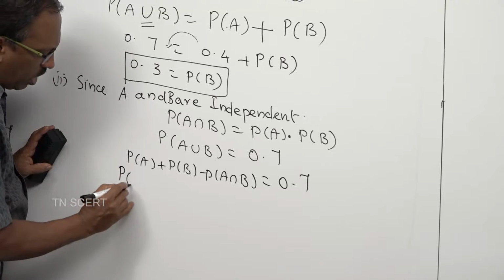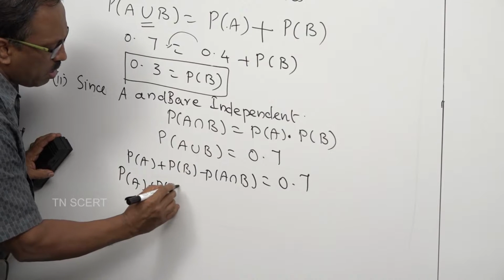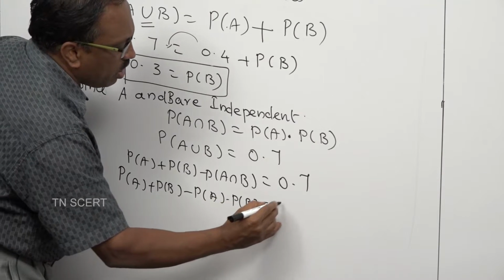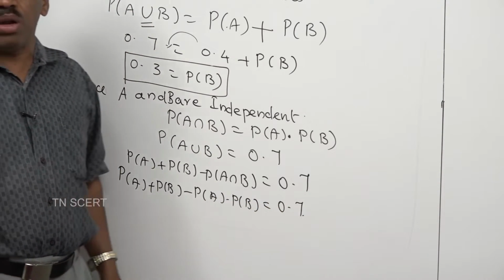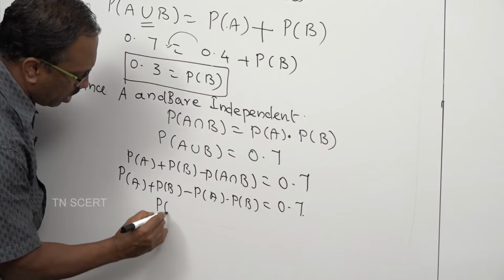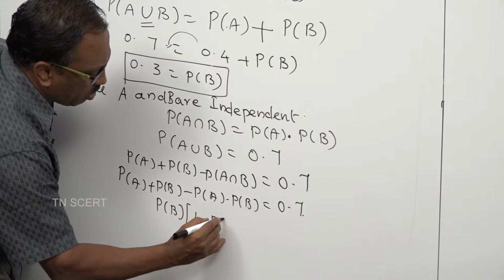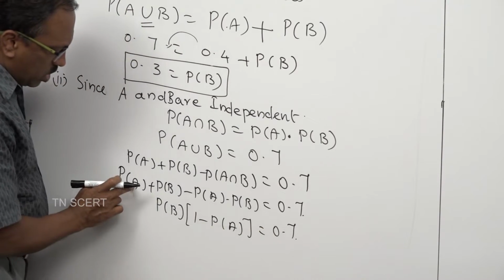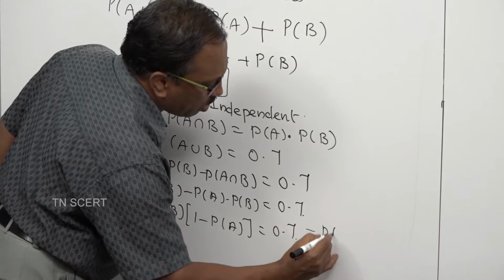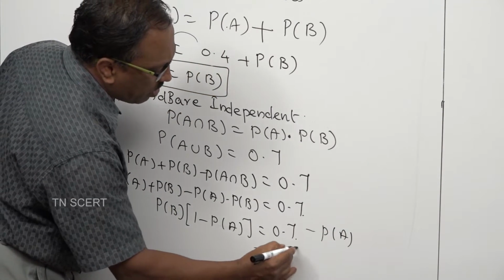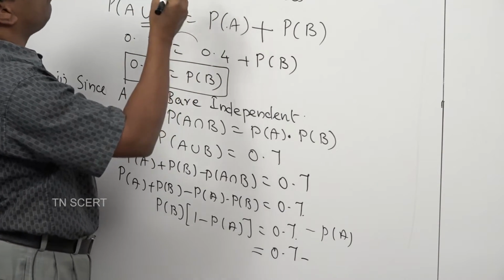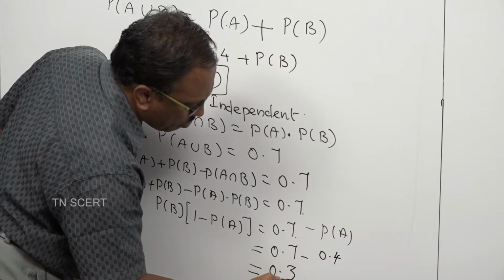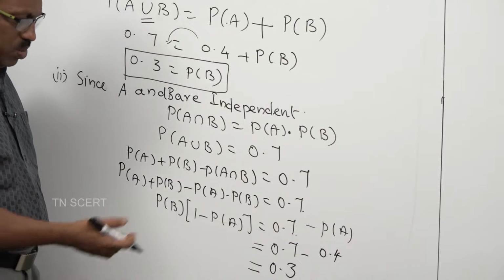So that means P of A plus P of B minus P of A into P of B equal to 0.7. What we want to calculate is P of B. So that means P of B into 1 minus P of A equals 0.7, and this P of A you bring to the other side, minus P of A. That is 0.7 minus P of A, and we have P of A as 0.4. That means 0.7 minus 0.4 is 0.3.